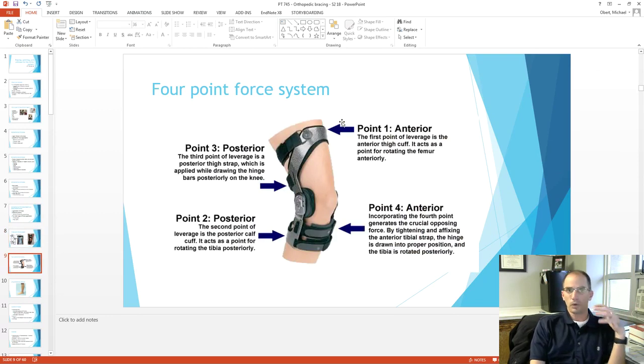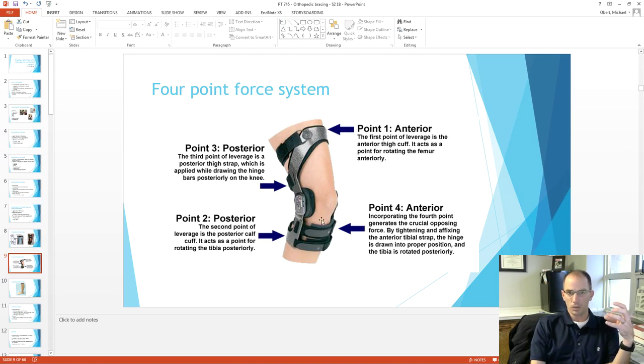If we look at a 4-point system, we're really looking at just controlling motion in general. So we're not really trying to pivot anything, and the points are kind of alternated. So this is one of the post-op braces or functional braces for something like an ACL reconstruction. We have this one at the top here, which is trying to prevent the femur from going in an anterior direction. We have this one that's most inferior on the posterior aspect, so that keeps that from rotating posteriorly.